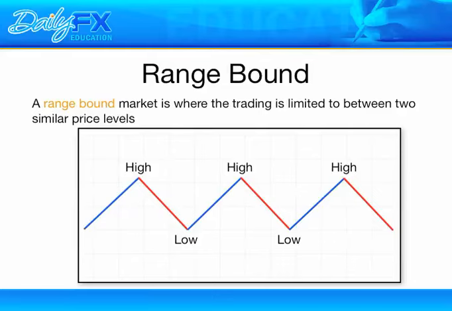These are our 3 major market conditions: an uptrend, a downtrend, and a range-bound market. And as you can see, recognizing each of these market conditions can be fairly easy, and you can use that to your advantage in your trading.